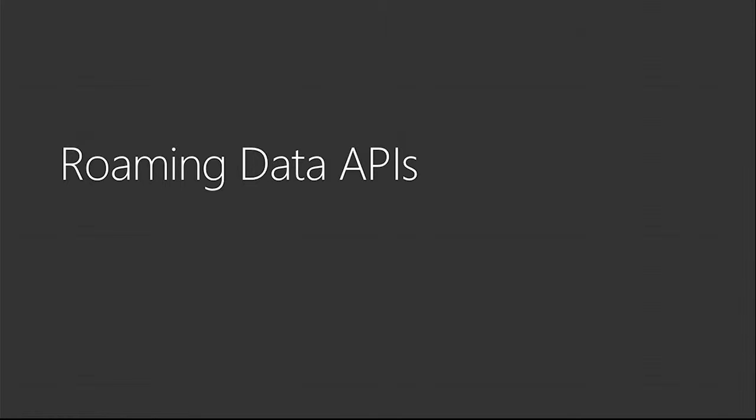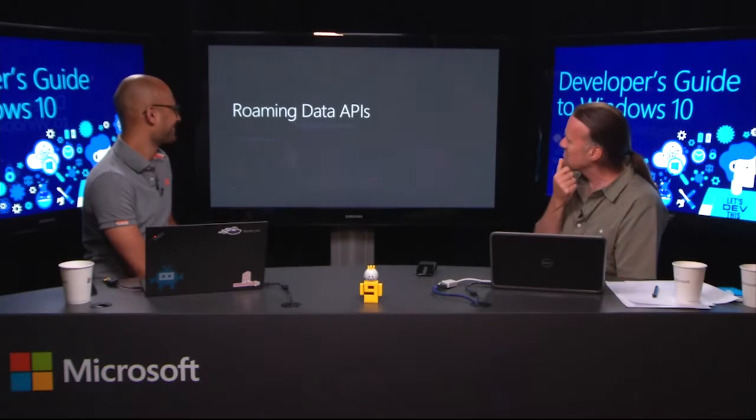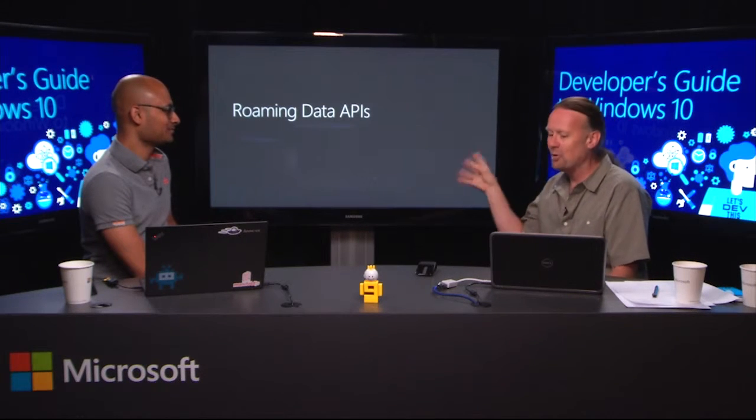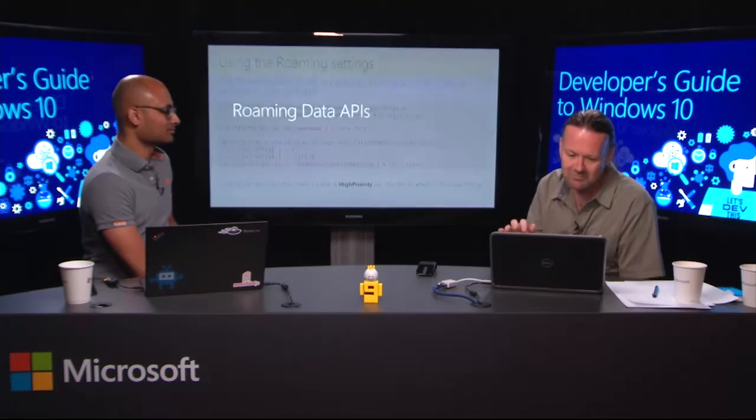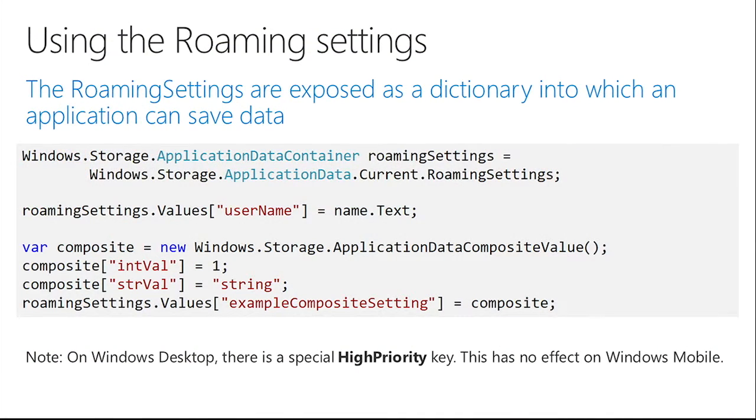Well, one of them we have built into the UWP: the roaming data APIs. What these are is two things: a settings dictionary, the roaming settings, and a folder called the roaming folder. You can write stuff into the roaming settings and you can store stuff in the roaming folder. Then magic happens, because the system will take care of syncing anything you put there up to the cloud. Your cloud, whatever your cloud is, and we'll talk about that in a little while.